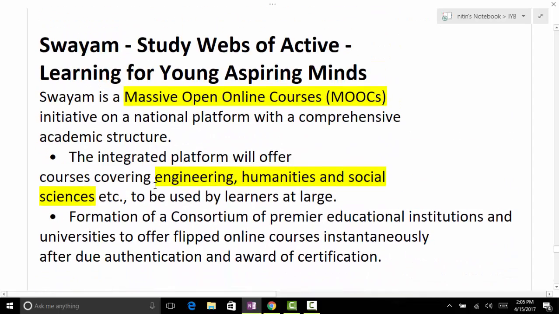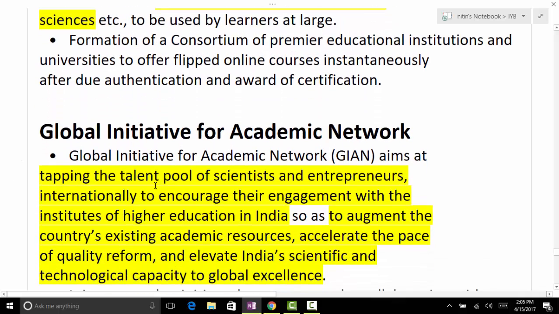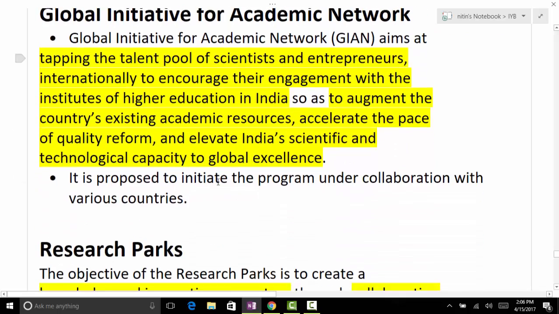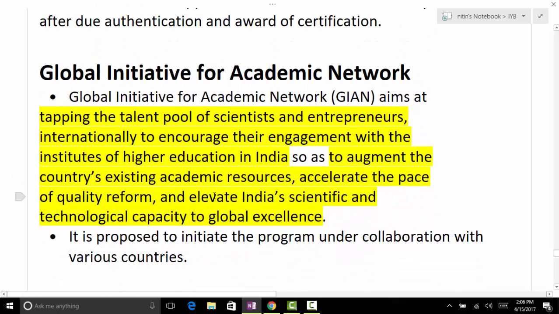Gyan, and this can be asked this year then. Global Initiative for Academic Networks. So, what is there in Gyan? You see the full form, Global Initiative. So the teachers, the educationists from the different reputed institutions, foreign institutions, will come to India. To Indian institutions, they will deliver the lectures. They have certain programs, and those lectures will be made available to the students.